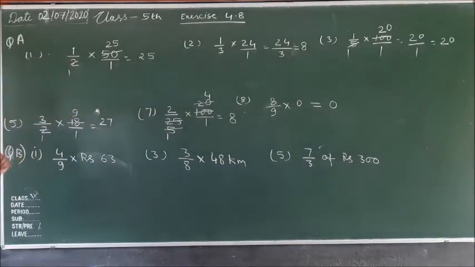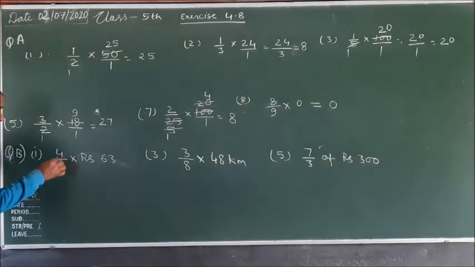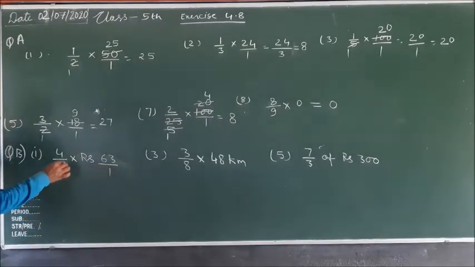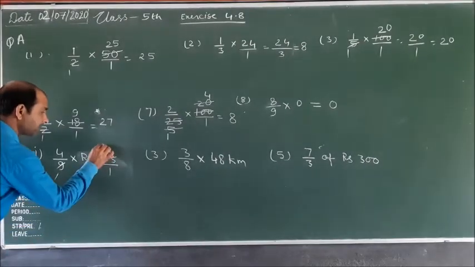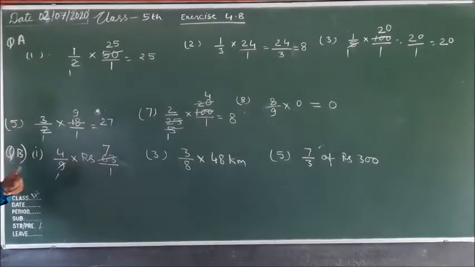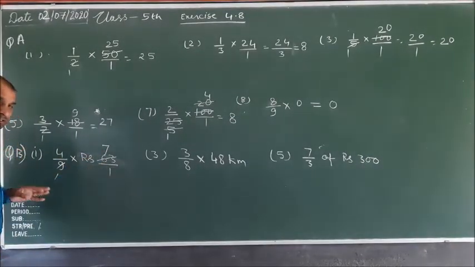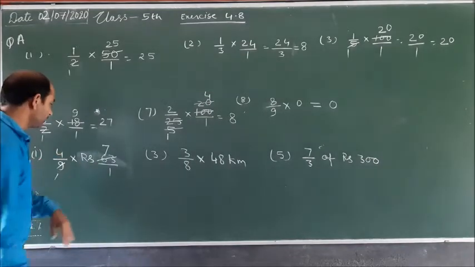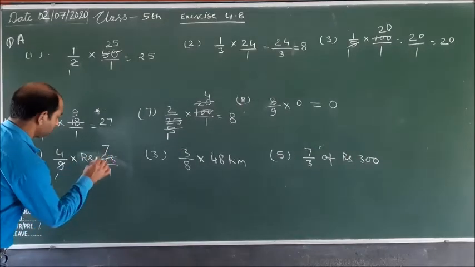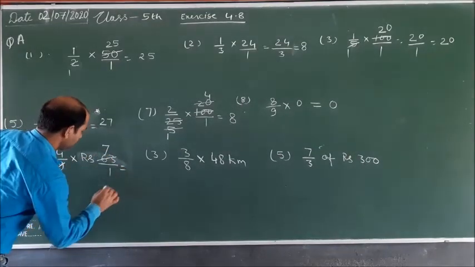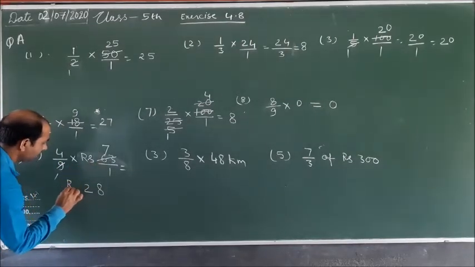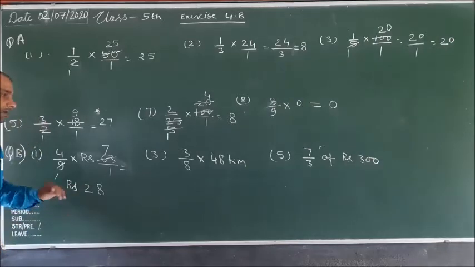So question number B, my dear students. 4 upon 9 multiplied by 63. You can write this step. And 9 with the 9, how many times do we read the table? 7 times. 9 sevens are 63. And 63 is cut by 9. 63 is divisible by 9, your remainder is 0. So 4 multiplied by 7, 4 sevens are 28. This is rupees. So write down here rupees 28.